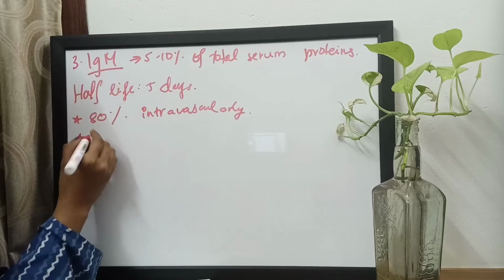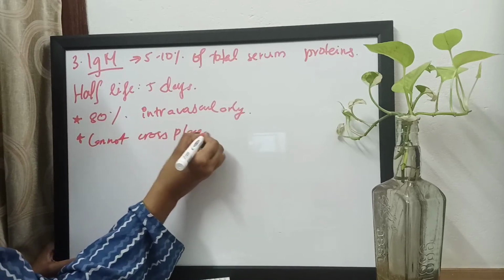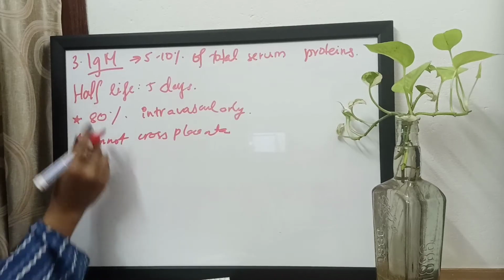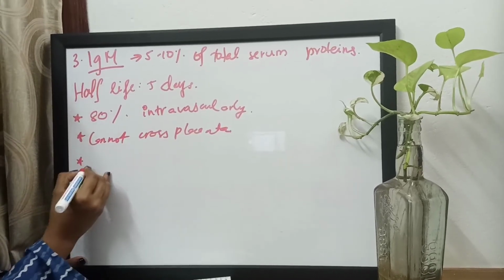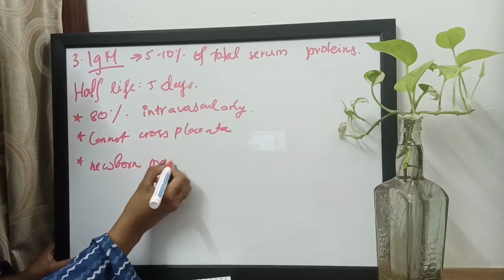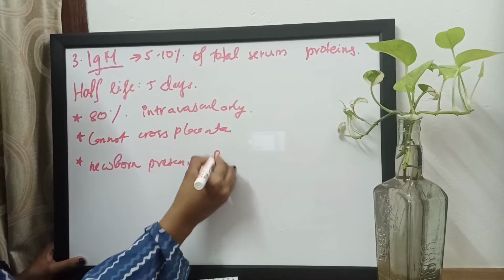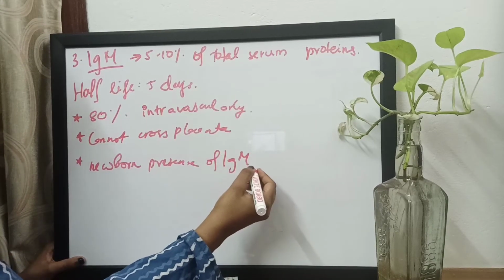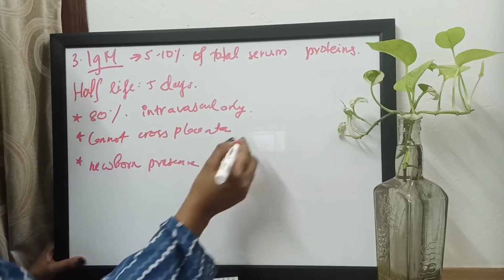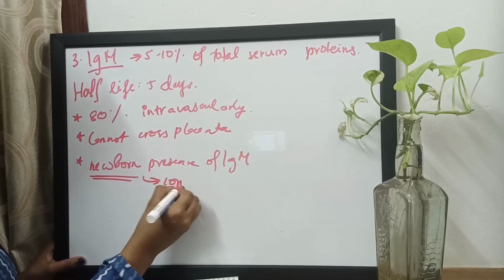And this IgM cannot cross placenta. So if there's presence of IgM in the newborn, I've written it short, newborn presence of IgM, that means if the antibody IgM is present in the serum of the newborn, it indicates that the newborn has a congenital infection.